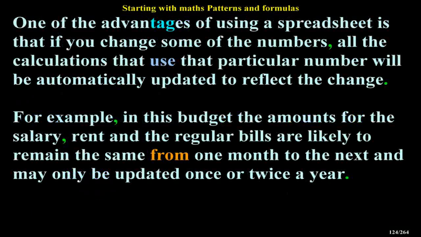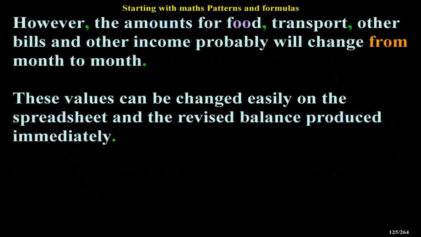One of the advantages of using a spreadsheet is that if you change some of the numbers, all the calculations that use that particular number will be automatically updated to reflect the change. For example, in this budget the amounts for the salary, rent and the regular bills are likely to remain the same from one month to the next and may only be updated once or twice a year. However, the amounts for food, transport, other bills and other income probably will change from month to month. These values can be changed easily on the spreadsheet and a revised balance produced immediately.